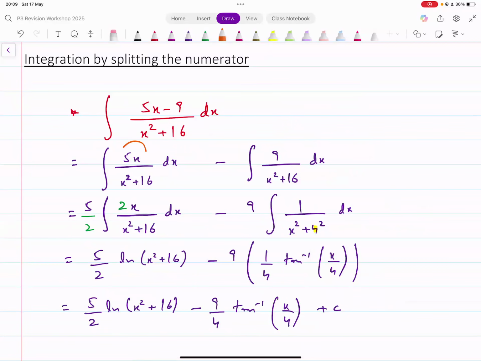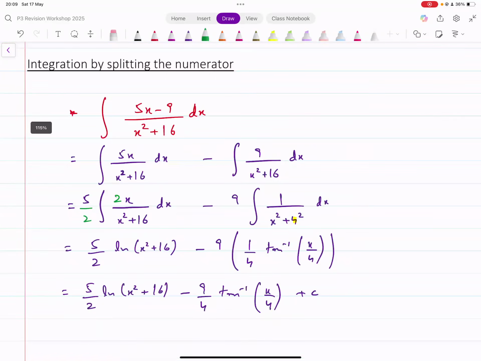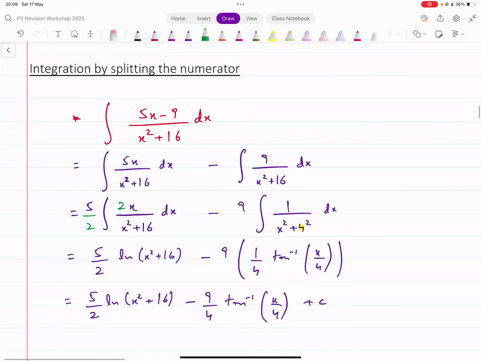And then the first fraction can be integrated using the ln rule. We want 2x in the numerator. We will write 5 outside, multiply by 2 inside to balance that, and divide by 2 outside. And here we could use the tan inverse rule, and that would give us the result. This is something that we can call integration by splitting the numerator.